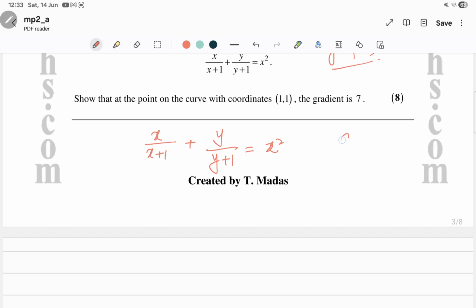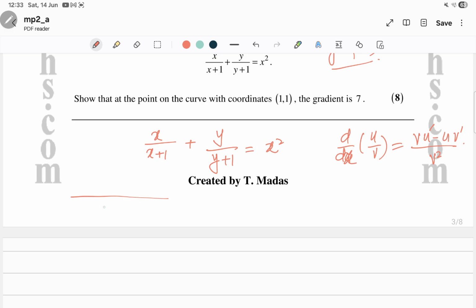if you need to differentiate u over v with respect to x, then it should be the square of v, then v as it is, times the derivative of u, minus u as it is, times the derivative of v. So this is the quotient rule. So we're going to apply this rule over here.